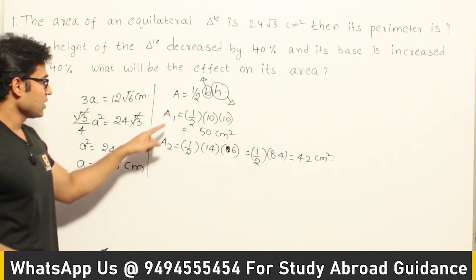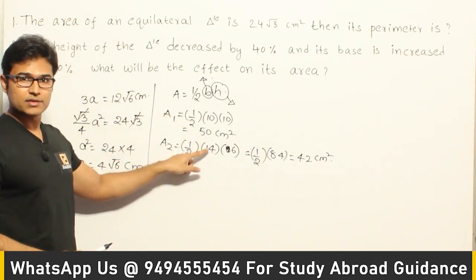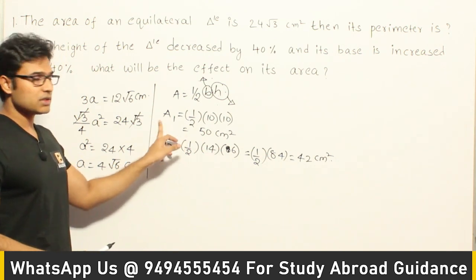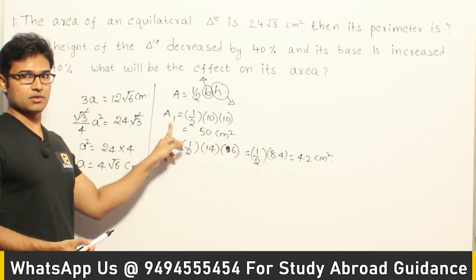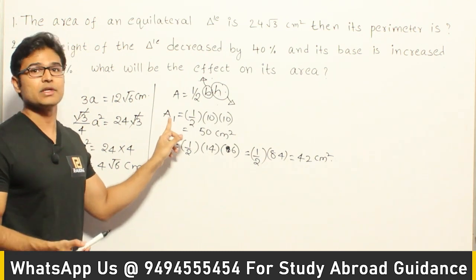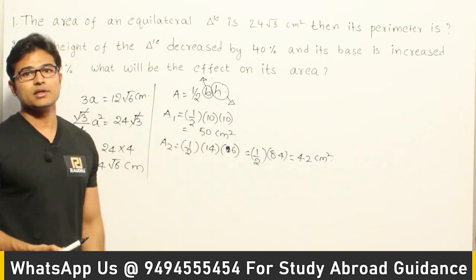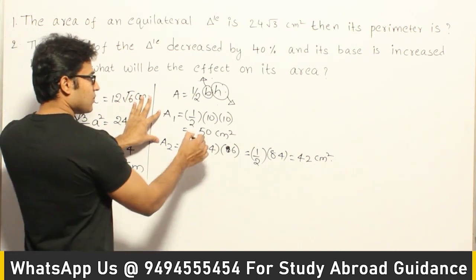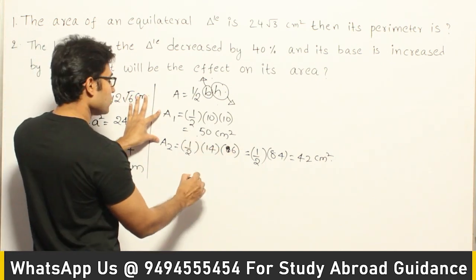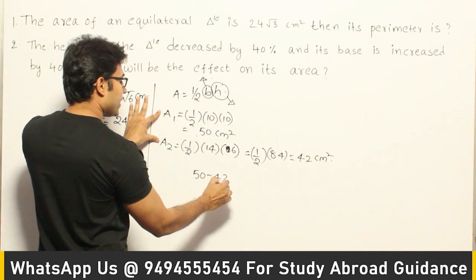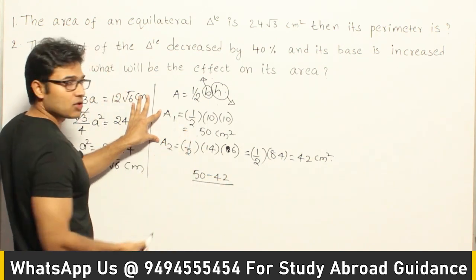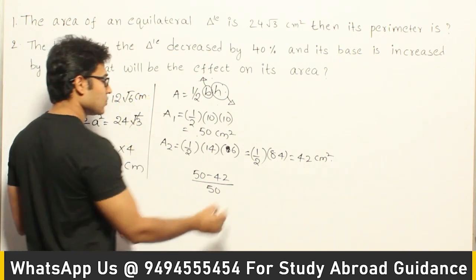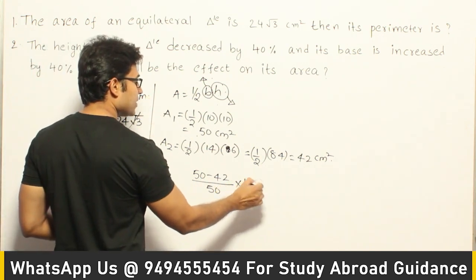You can find out the area is definitely going to decrease. By what percent is it going to decrease? Relative to the initial area, you are supposed to talk about it. Whenever you are talking about relative to the initial area, you have to put that one in the denominator. Now what is the difference? The difference is 50 minus 42, and relative to the initial area, therefore divided by 50, into 100.